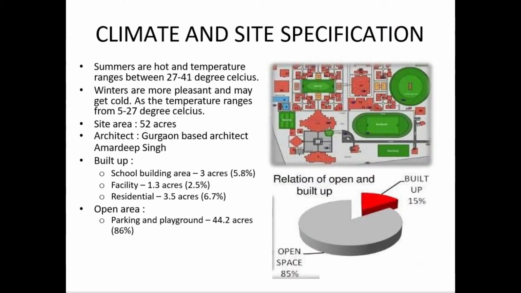Temperature ranges between 27 to 41 degrees Celsius. Winters are more pleasant and may get cold as the temperature ranges from 5 to 27 degrees Celsius. On the 52-acre land, the built-up spaces account for 15% and the rest is open space.